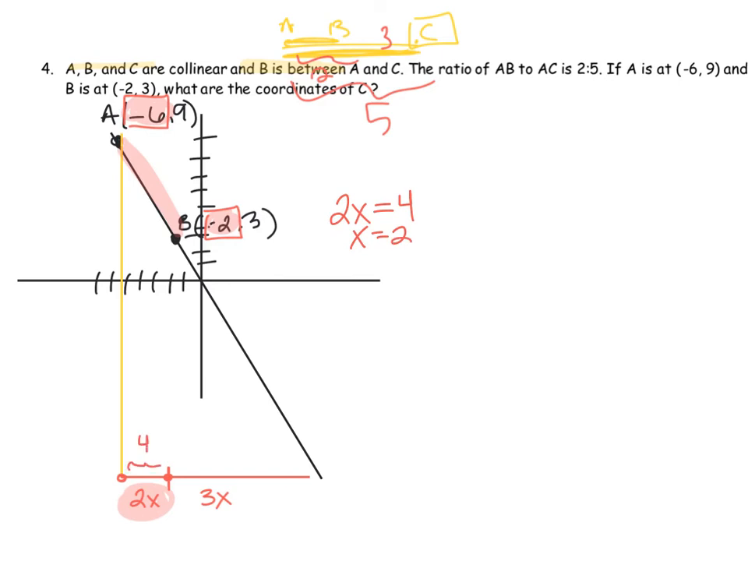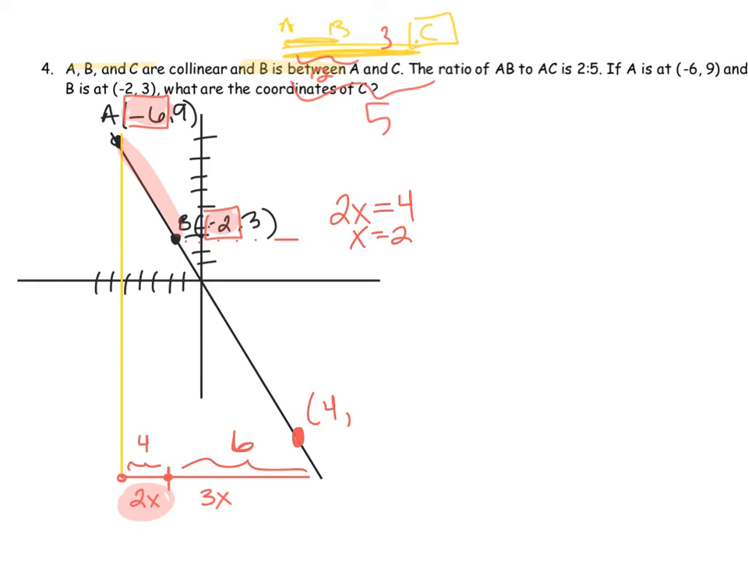So to get from B down to C, we need to multiply that factor by 3. That means this must be a distance of 6. So if we continue along the x-axis from -2, 6 units, that's going to put us at 4 down here. So the x-coordinate of our new point must be 4.